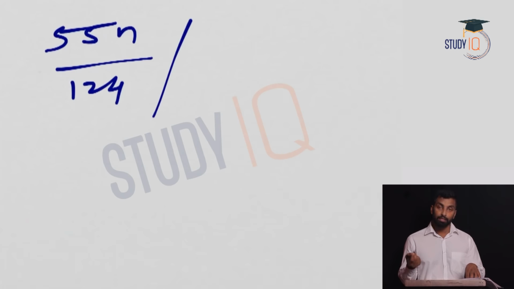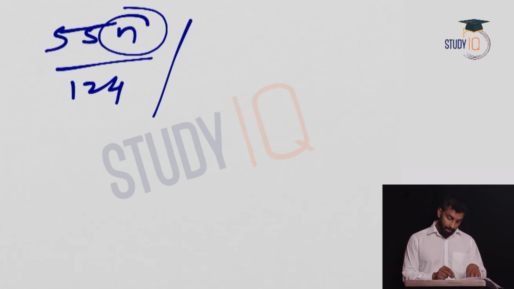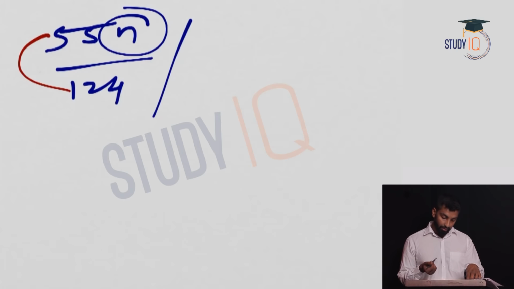Now here, if you see 55n divided by 124 and there is no remainder, that's what they are saying, right? So what is the minimum integral value of n? Now if you observe these two numbers, 55 and 124, there is no common factor. These are in fact co-prime numbers, right?